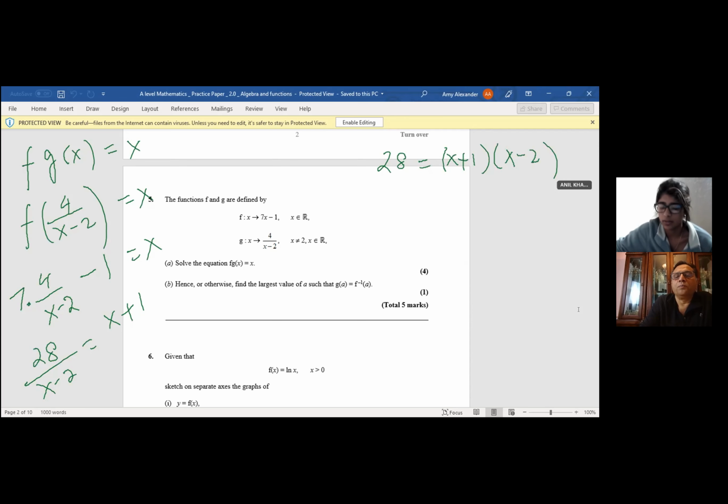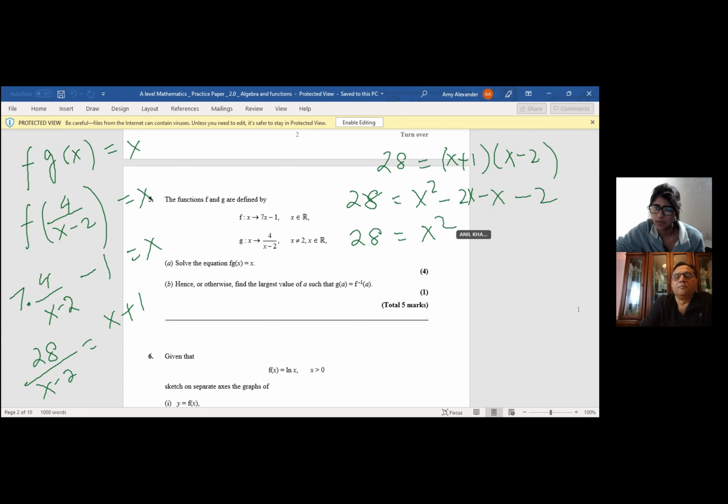Perfect. Which is, open the bracket, x squared minus 2x plus x minus 2. So we get 28 equals x squared. We can bring 28 on this side. But so is it positive x? Pardon? Is it minus 2x plus x? So minus 2x and plus x. Yeah, you're right. Okay. Correct. Thank you. That's right. Yeah.